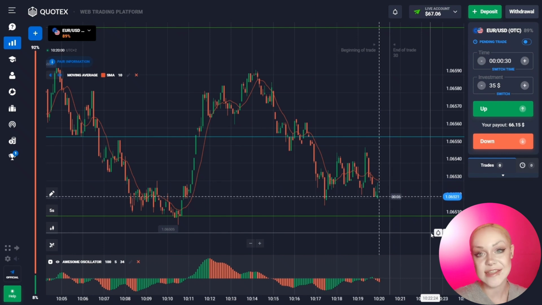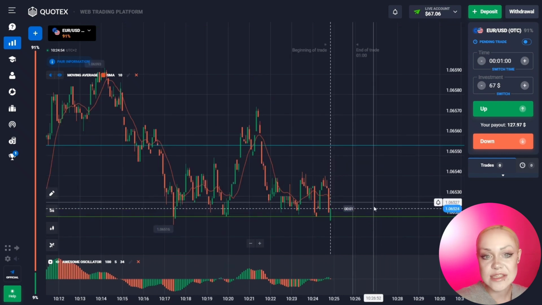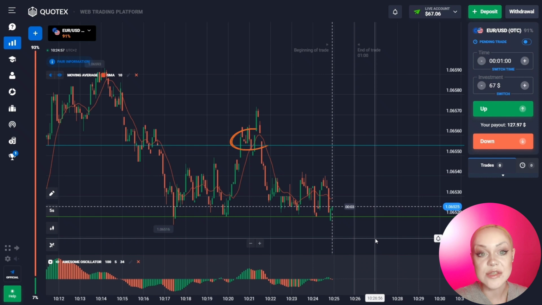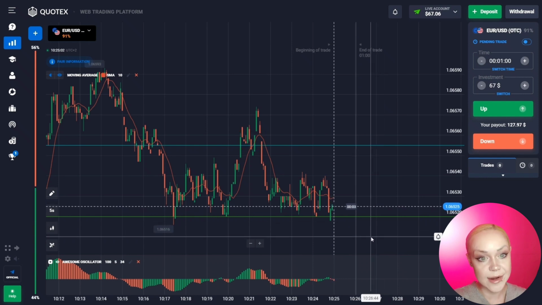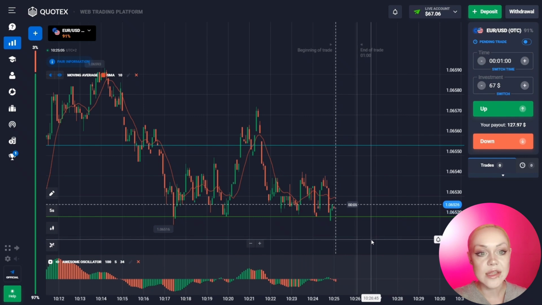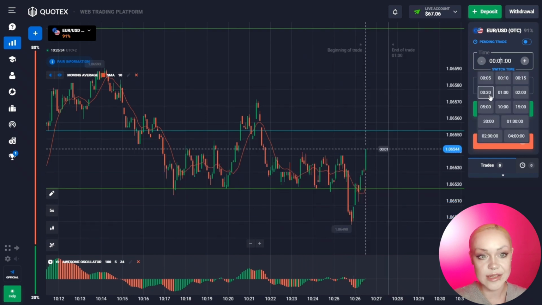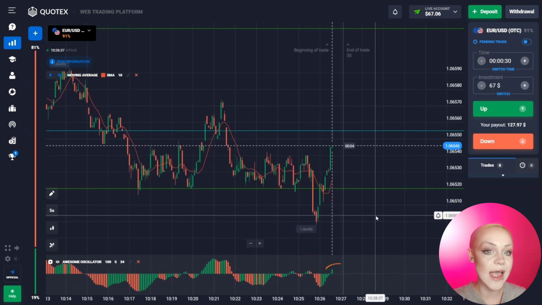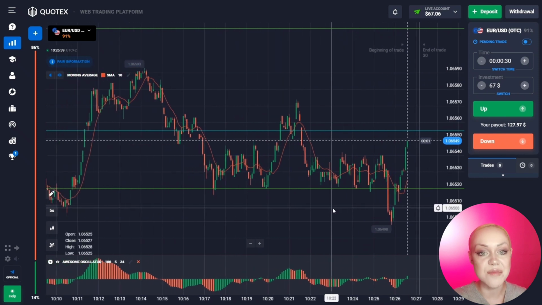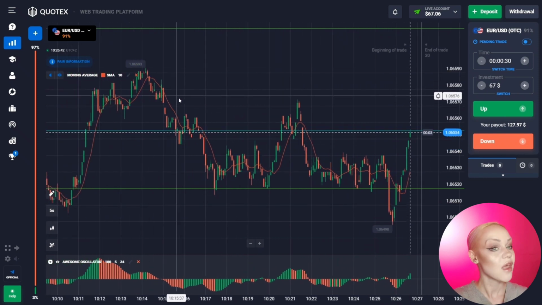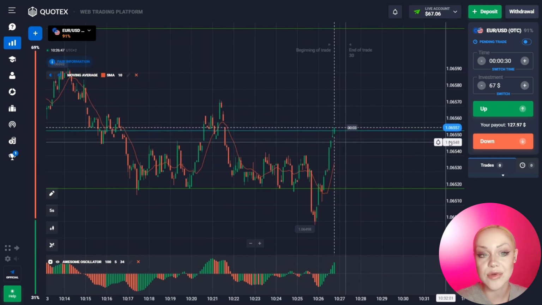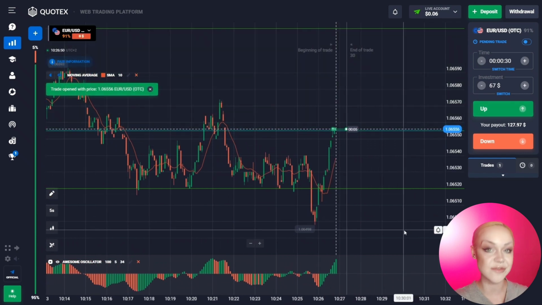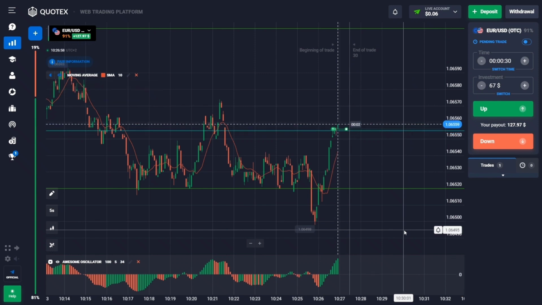So let's find the next entry point. We see that after the test of the level of resistance, the price went down and has recently been moving near the level of support. At the same time, we see that on the awesome oscillator, green columns appear above the zero level and the price has been moving above the moving average for some time. Therefore, I expect a further increase in the price and open a trade for $67 for 30 seconds.